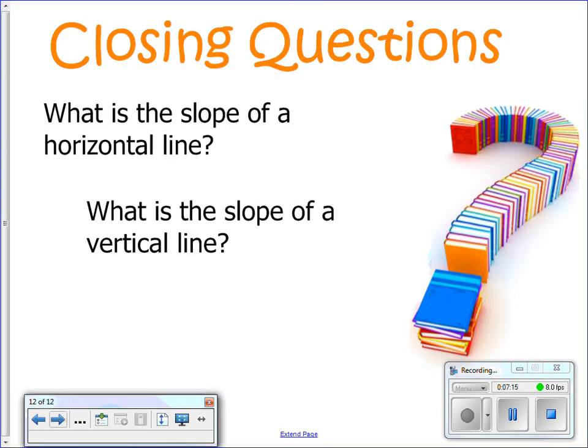So what is the slope of a horizontal line? That would be 0. And what is the slope of a vertical line? That's undefined.